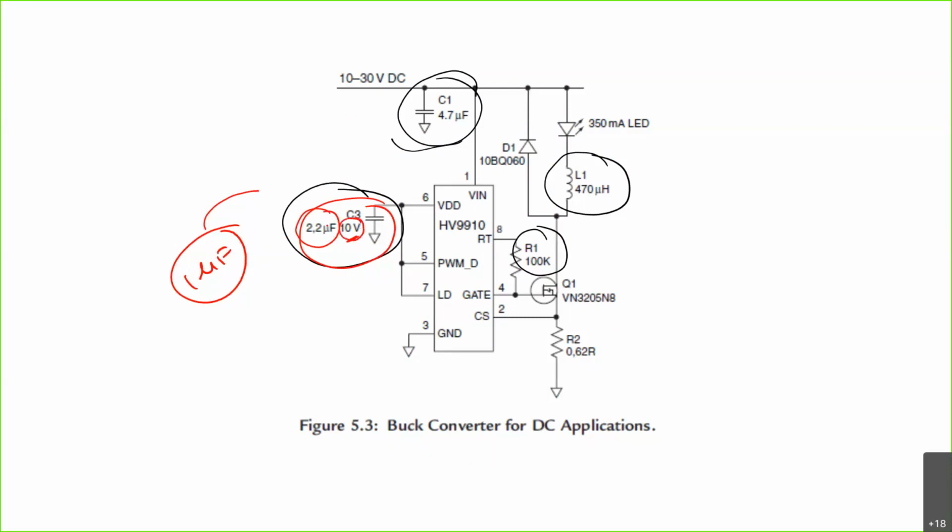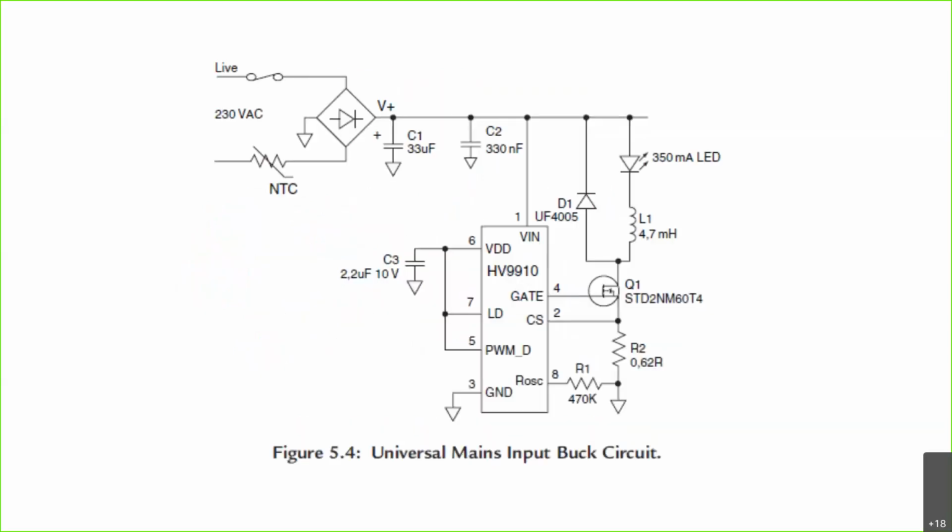How is this 10 volts selected? The capacitor rating is 10 volts because the output voltage is 7.5 volts, and the nearest capacitor voltage rating is 10 volts. Therefore we selected a 2.2 microfarad, 10 volt capacitor. It has a low ESR value.